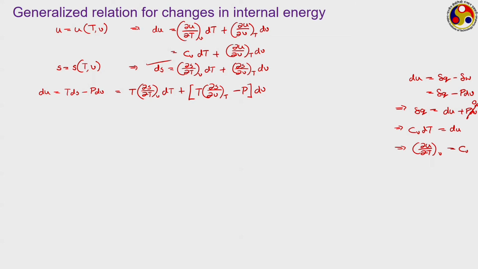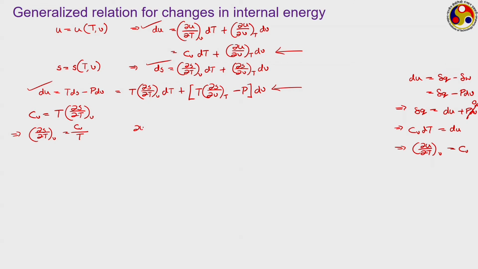Now, you have one expression for du here, another expression for du here, and you can see on the right hand side here your terms are dT and dV. Similarly, here also you have dT and dV. So, if you compare the coefficients of dT, then you can write Cv is equal to T (∂s/∂T) at V, or (∂s/∂T) at V is equal to Cv by T. This one we shall be using in the next lecture when we develop generalized relations for entropy. Let us take the second part.